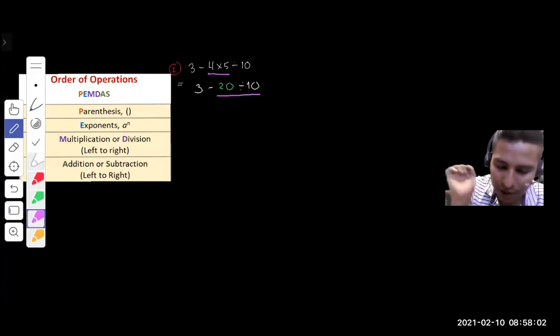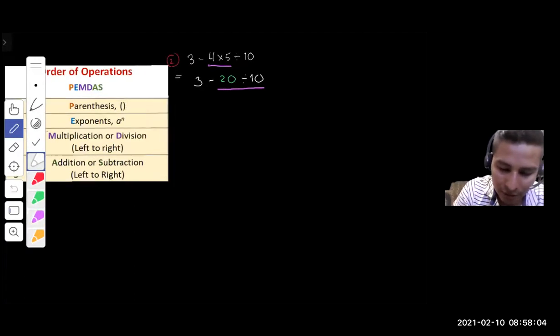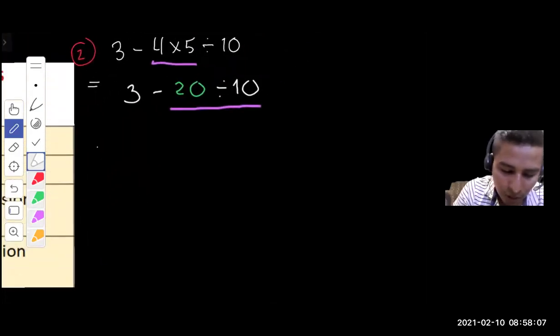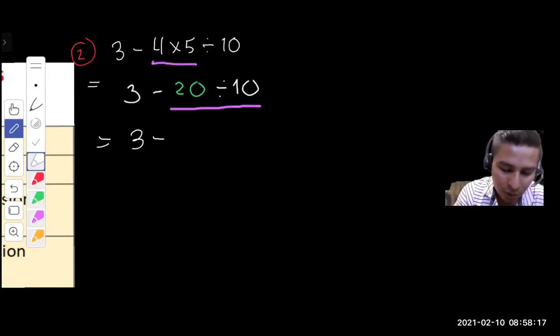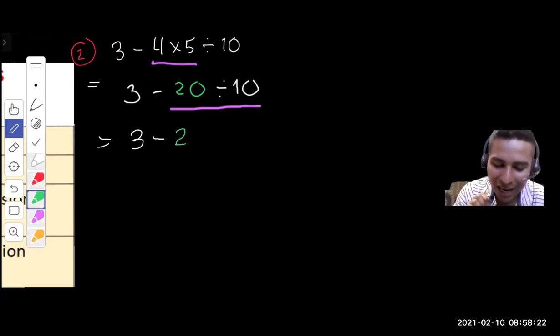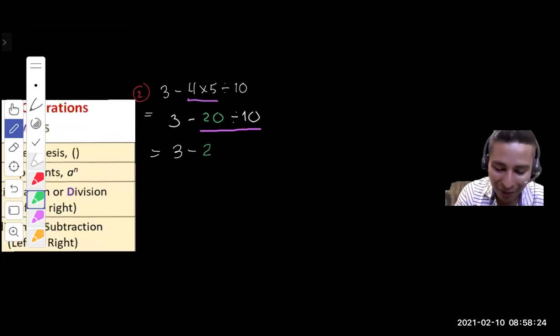Okay, this, which is exactly this. Let's continue. Here equals 3. We copy that minus, and let's solve this. 20 divided by 10 is going to be equal to 2, right? Okay, equals 2. And now, guys, what do we have?